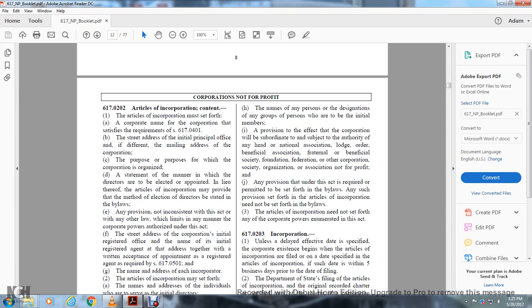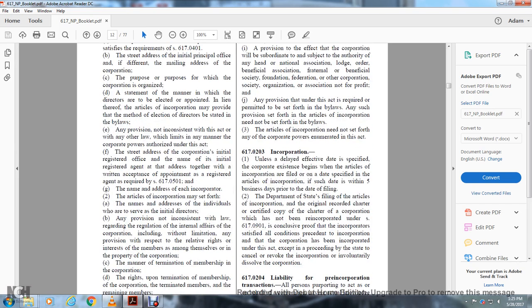The street address of the corporation's initial registered office and the name of its initial registered agent at that address, together with a written acceptance of the appointment by the registered agent as required by 617.0501. The name and address of each incorporator. The articles of incorporation must also set forth the name and address of the individuals who are serving as the initial directors.